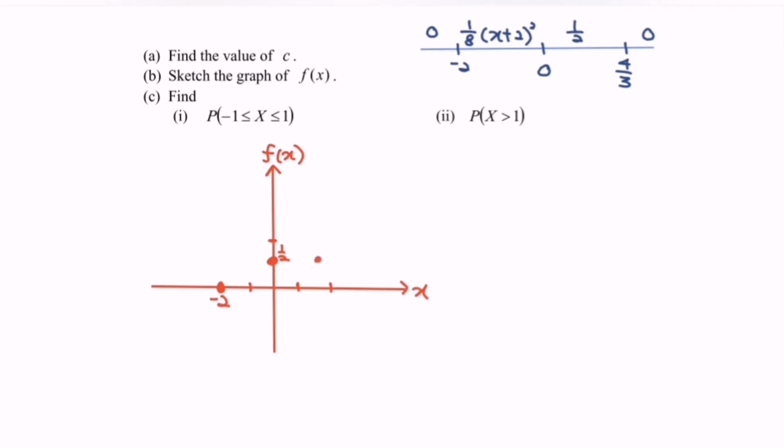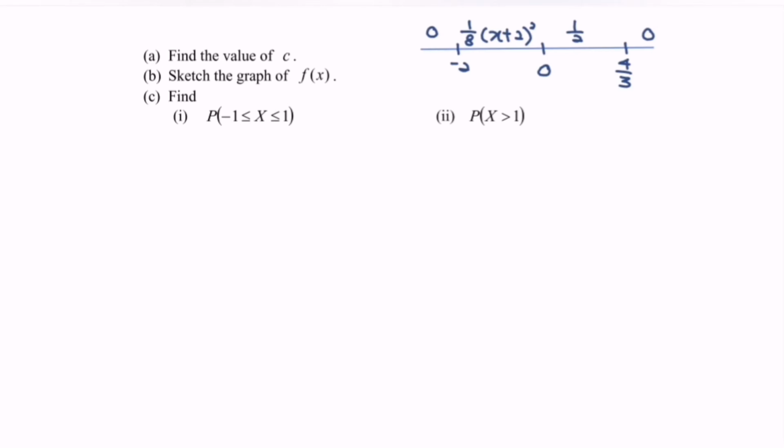By referring to the situation, here we will have the graph for the quadratic from -2 to 0. The graph will be something like this. Next, from 0 to 4 over 3, it is a constant graph, so it will be a straight line. So here we have the graph for f(x), or we can say the probability density function.